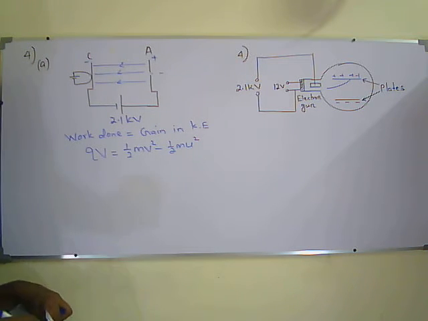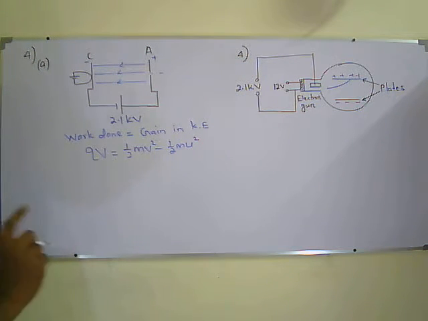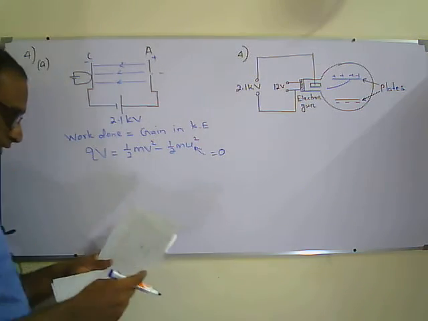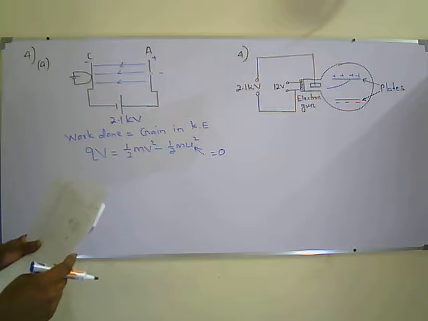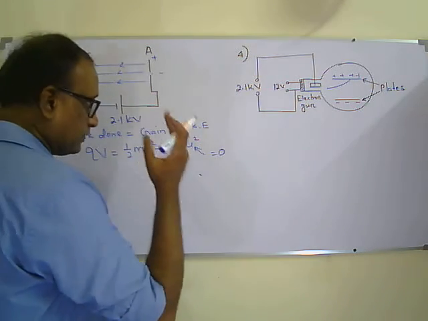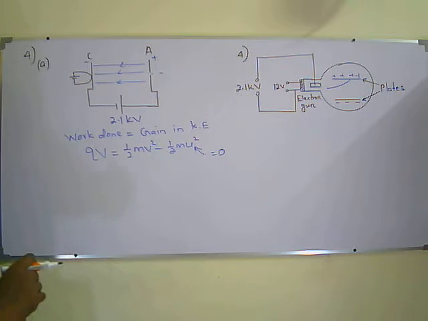Here we should assume the electrons are released from the cathode from rest, so we should take u equals 0. In this question, they didn't say anything about it, but otherwise we can't answer this question. We assume the electrons are released from the cathode from rest.